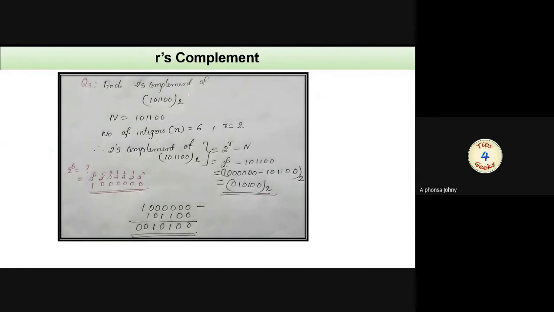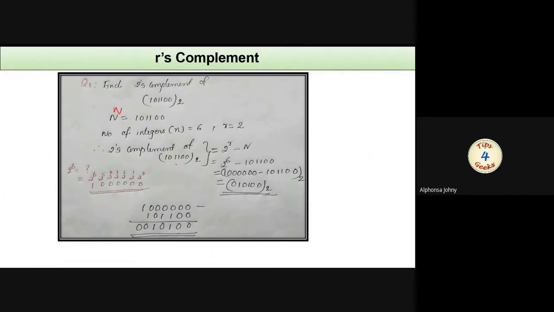Find the 2's complement of 101100 to the base 2. Then we can use the same equation, that is r raised to n minus capital N. Here N, the original number, is equal to 101100 to the base 2. Then the number of integers: 1, 2, 3, 4, 5, 6. There are a total of 6 integers. So small letter n is equal to 6. What is the base or radix of the number system? Since it is binary, r is equal to 2.